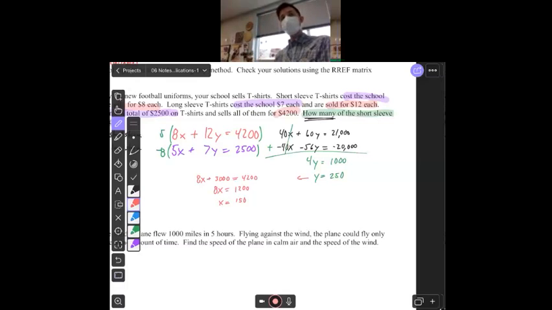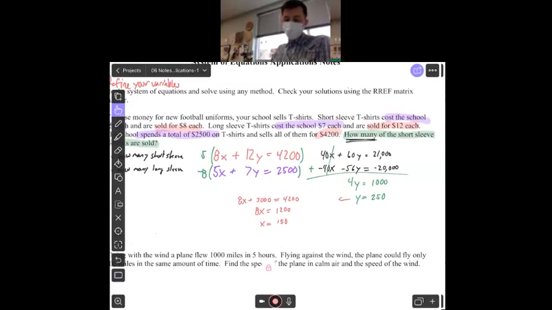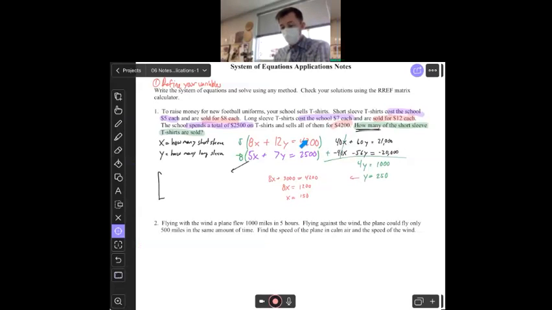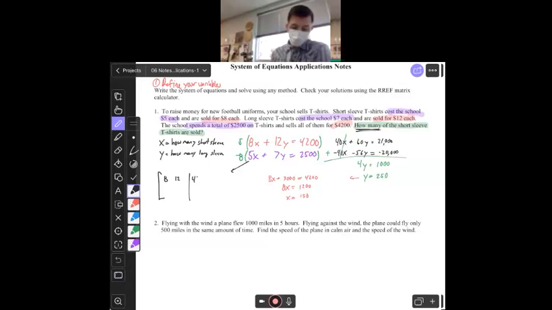150, 250. So we're going to go back and check that using the RREF calculator, okay? So you need to take your system and rewrite it as a matrix, so you can plug it back into that calculator, which again I've linked for you guys in the Google Classroom. Remember, write the row, so 8, 12, 4200. So just take the coefficients, have your augment bar there, and 5, 7, 2500.